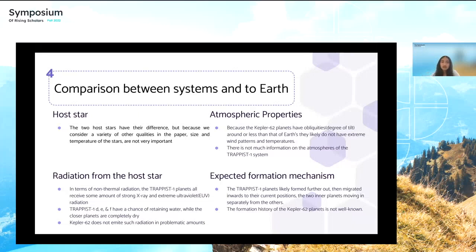Radiation from the host star. In terms of non-thermal radiation, the TRAPPIST-1 planets all receive some amount of strong X-ray and extreme ultraviolet radiation. TRAPPIST-1d, E, and F have some chance of retaining water, but the others are dry because of this radiation. Kepler-62 does not emit radiation in such problematic amounts. Finally, expected formation mechanism. The TRAPPIST-1 planets likely formed further out and then migrated inwards to their current positions, the two inner planets moving in separately from the others. The formation history of the Kepler-62 planets, however, is not yet well known.